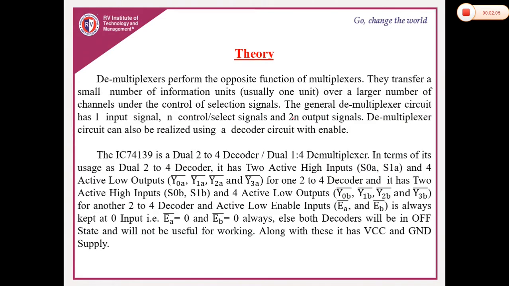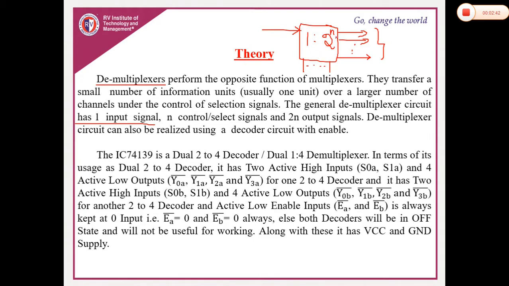Coming to the theory, it is already explained in the theory part. Basically we know what a demultiplexer is. A demultiplexer is a combinational circuit that has one input, which we usually call the data input, 1 input and 2 power n outputs. One input, many outputs. This input will be passed to any one of these many outputs with the help of select inputs.